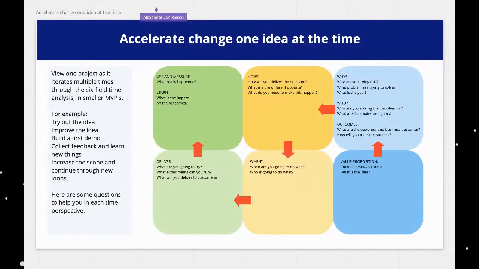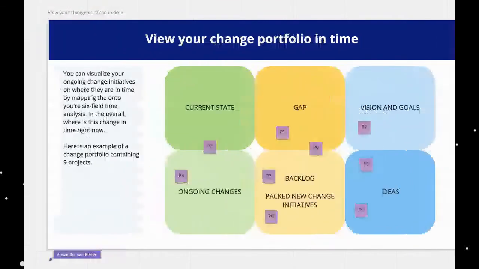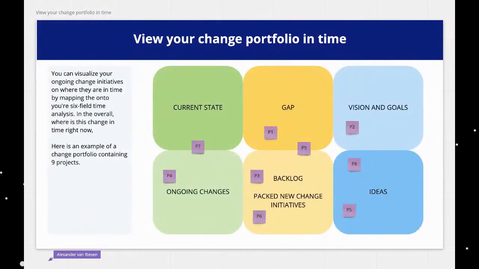And also there's a little template on how you can use it on one idea at a time, questions you might want to ask within the different time zones for a specific idea, and also how you can use the 6-field time analysis to view your overall change portfolio in time. Even though we try to divide the projects that we have ongoing into smaller chunks within the value stream flow, so we can get as much value out of them as soon as possible, overall they might be more in one state than the other, which also helps us create more understanding.